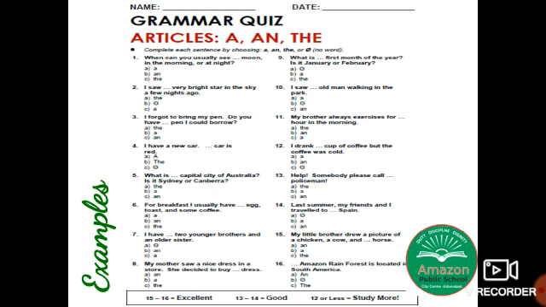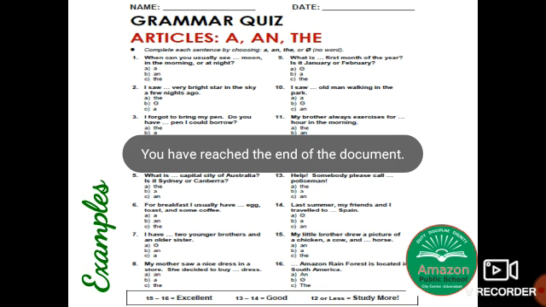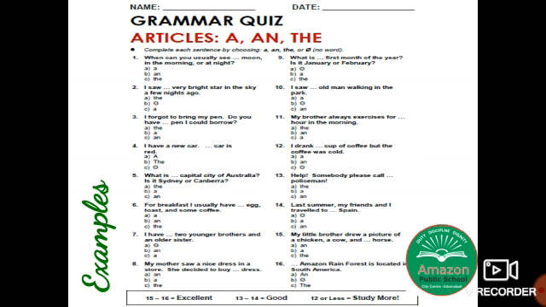Looking to the first question, when can you usually see dash moon? So there is only one moon in the universe. So whenever there is only one, you have to use the. So when can you usually see the moon? So the moon is only one in the universe. So the answer is the.